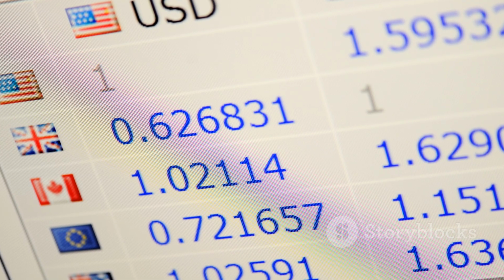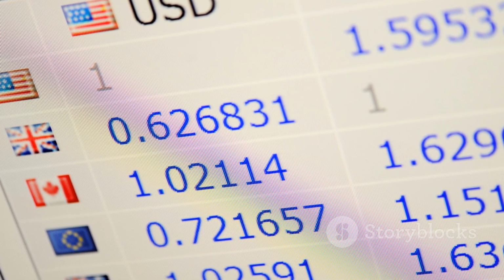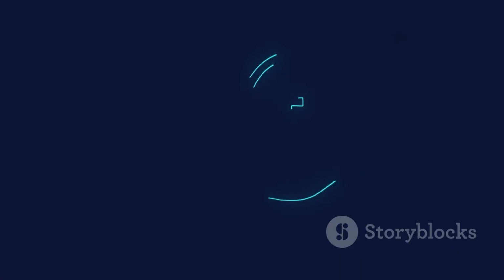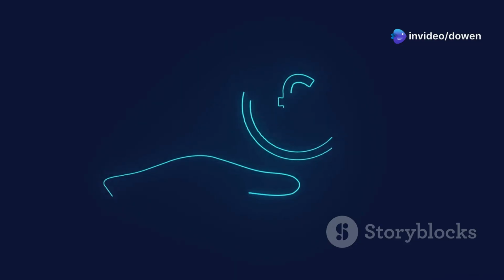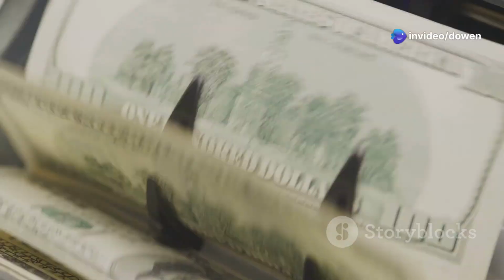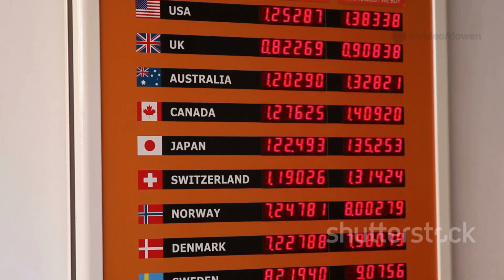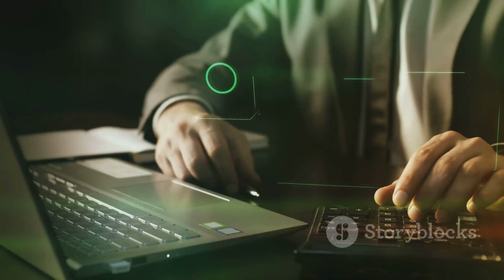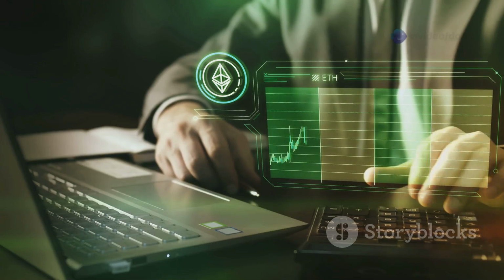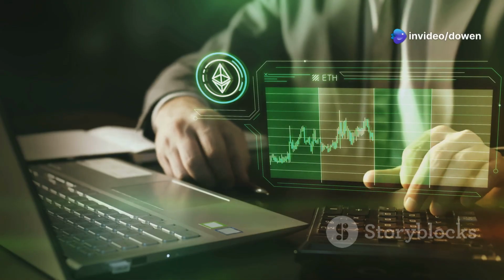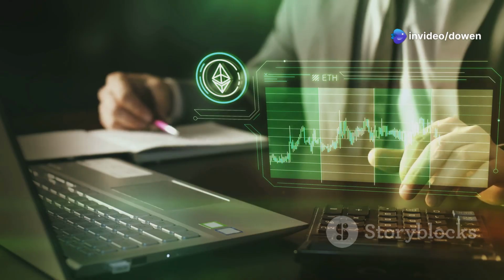It's the currency that has a value of 1 unit in the quotation. Think of the base currency as the item you are looking to buy or sell. The quote currency is what you use to make that transaction. The exchange rate itself tells you how much of the quote currency is needed to buy 1 unit of the base currency.